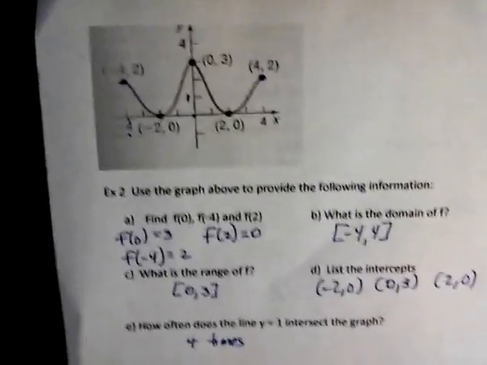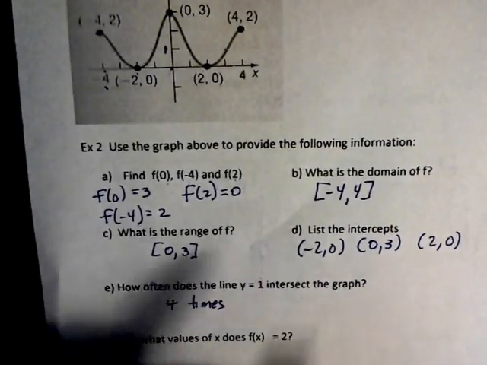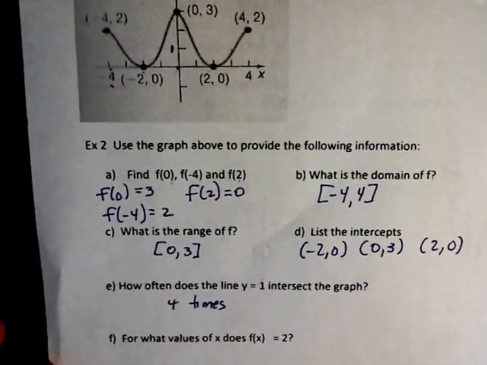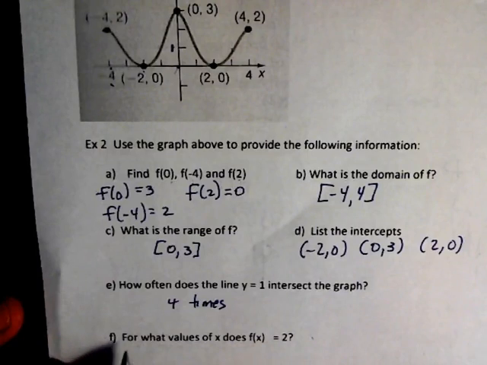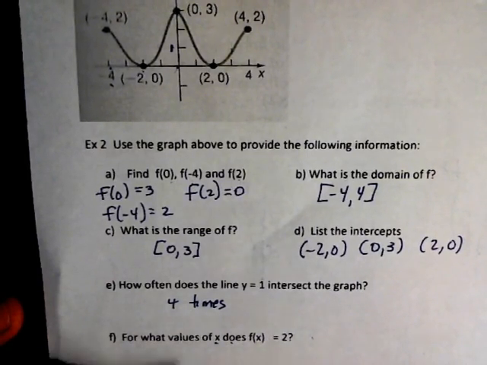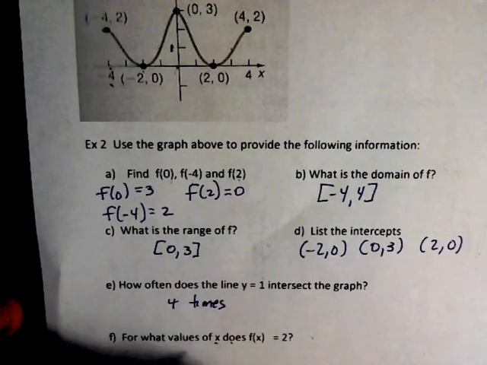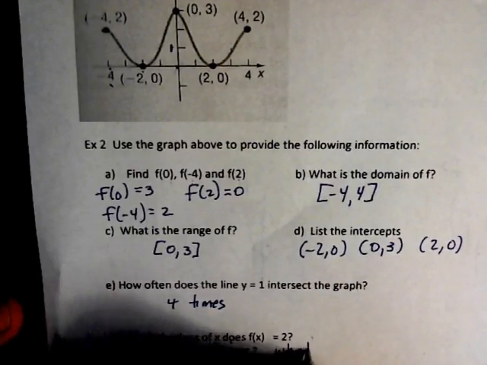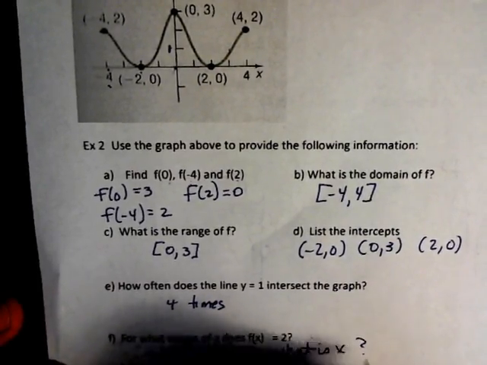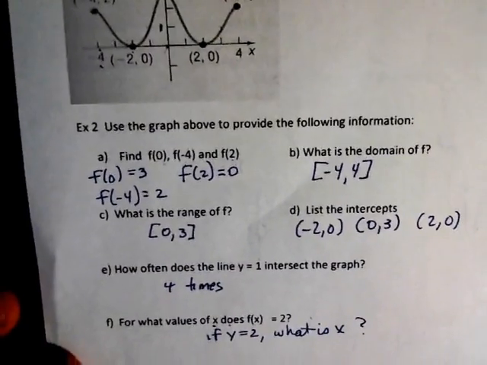Now, usually for most people, these first 4 or 5 items are okay. I mean, sometimes there is some confusion with domain and range. Once we get here to F and G, that's where it tends to get a little difficult. So, look at how F reads. For what values of x does f of x equal 2? So what this means is, if y is 2, what is x? That's how we translate that.